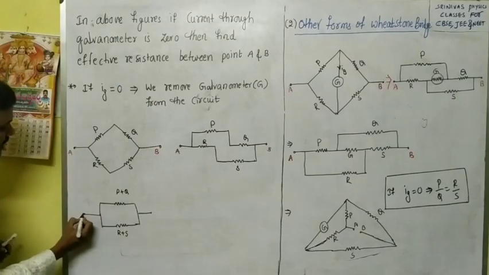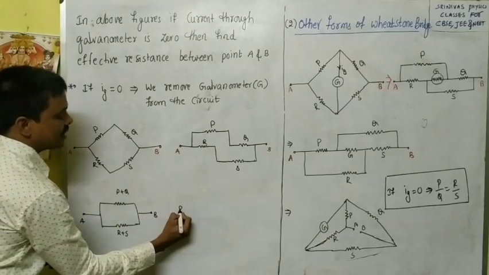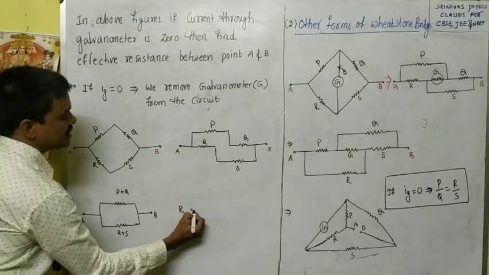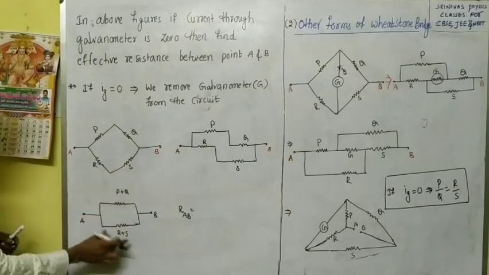Right? This is A and this is B. Now what is the effective resistance between A and B? The effective resistance between A and B: this is P plus Q and R plus S. These two are in series, P plus Q. These two are in series, R plus S.